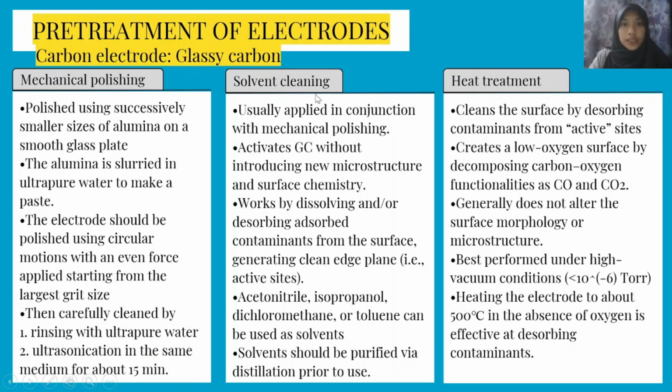So the second one here is solvent cleaning, usually applied in conjunction with mechanical polishing, and this solvent cleaning activates GC without introducing new microstructure and surface chemistry. And this works by dissolving and or desorbing adsorbed contaminants from the surface, generating clean edge plane, i.e. the active sites. So acetonitrile, isopropanol, and others can be used as solvents, and these solvents should be purified before using to clean the electrodes.